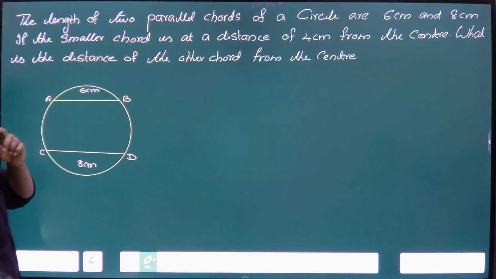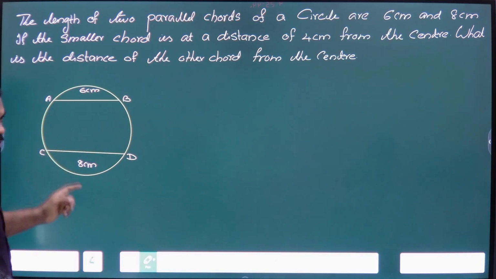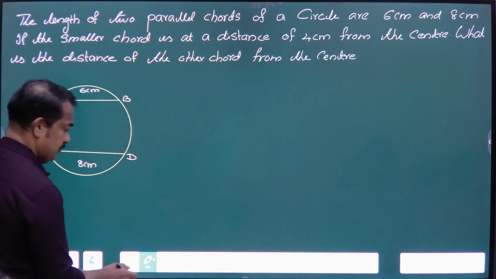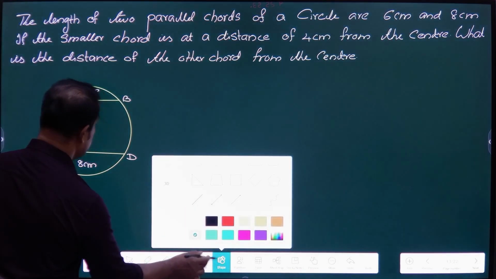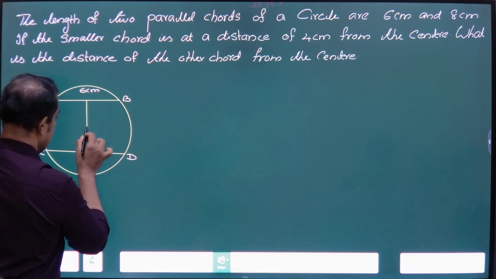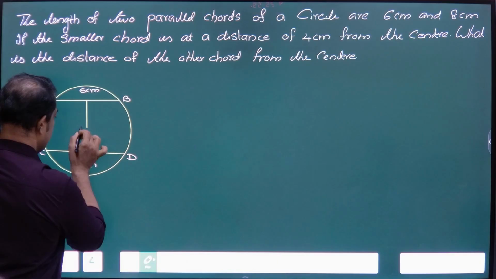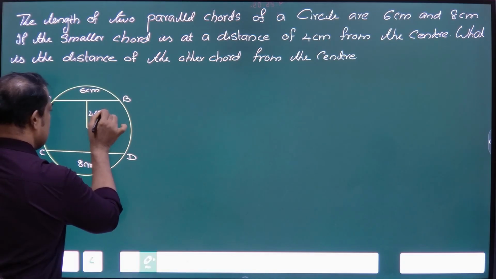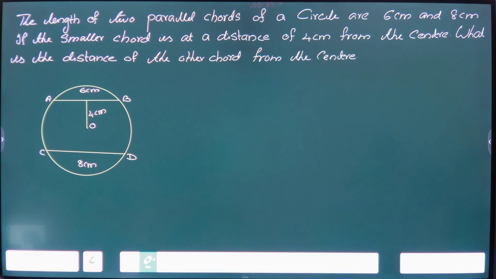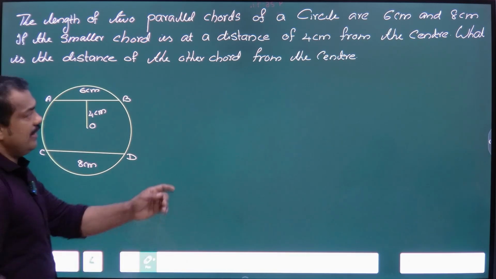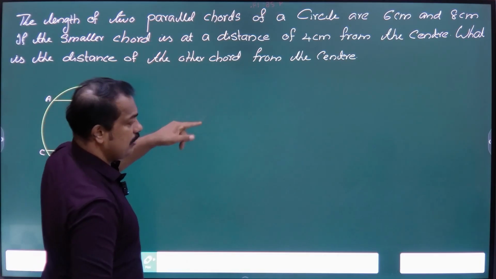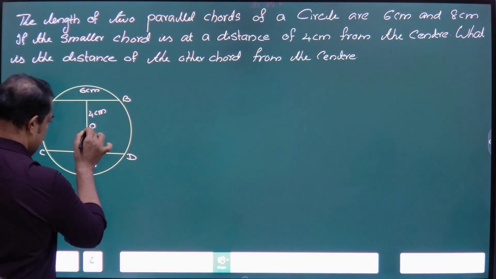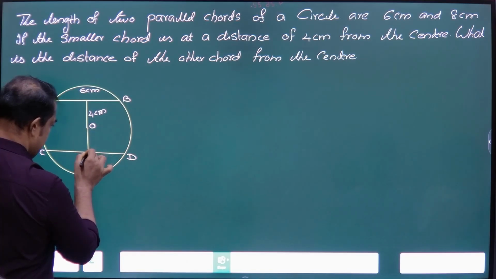Which is the smaller chord, AB or CD? The smaller chord is at a distance of 4 centimeter from the center. O is the center. What is the distance of the smaller chord from the center? 4 centimeter. And you have to find the distance of the other chord, that is the larger chord, from the center. That is this distance that you want to find.